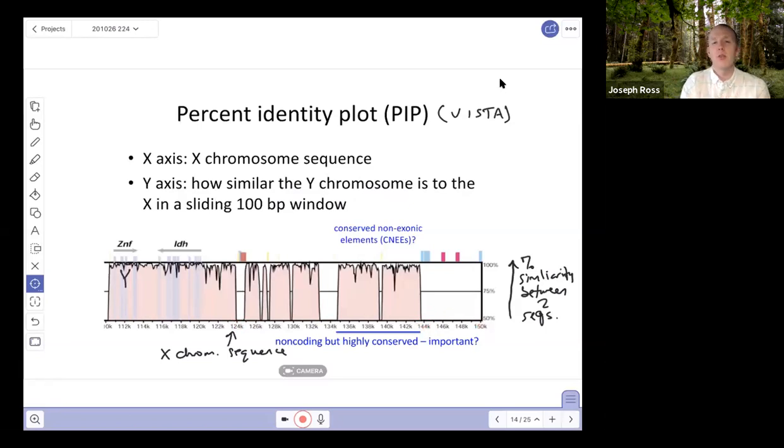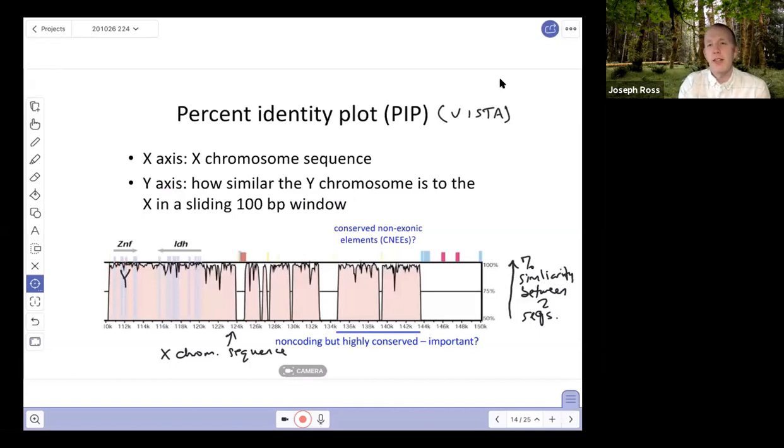So that's the basics of what a percent identity or VISTA plot is, and that's how you read it. For each little bit of the chromosome sequence, you can see how similar the two chromosomes that are being compared are. Here it's the X and the Y chromosome from one individual. What we're going to be doing is comparing the same chromosome from two different species. So we'd be looking at, say, chromosome 2 from a bird and chromosome 2 from a lizard, and looking at how similar and how different their chromosome sequences are.